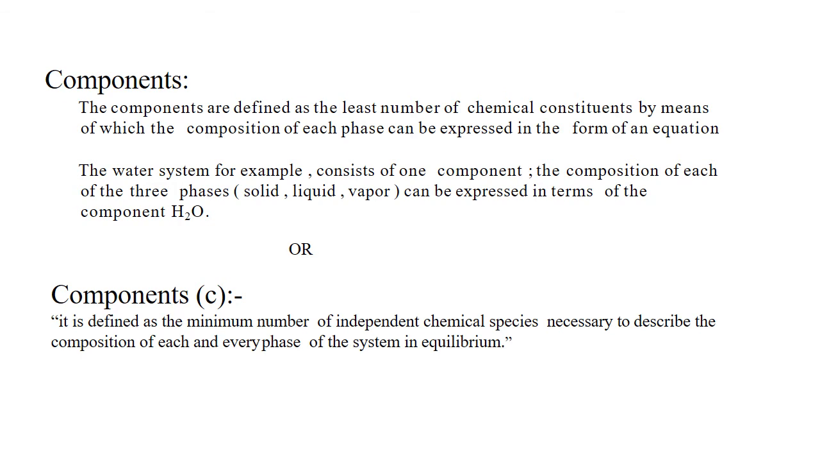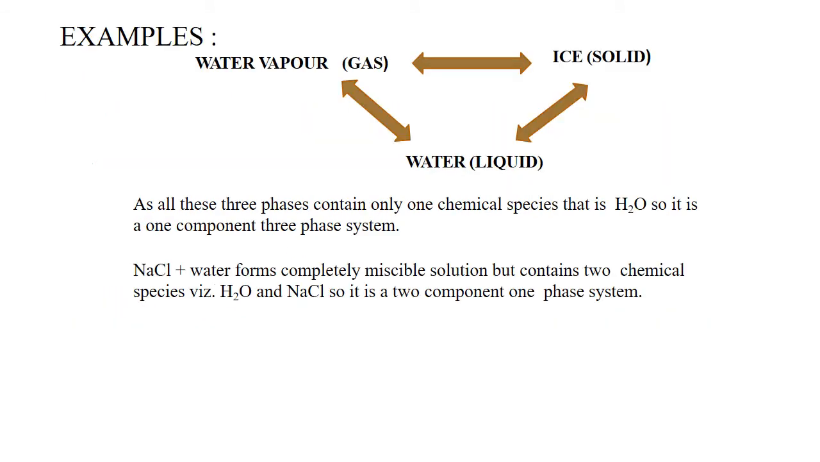Components can also be defined as the minimum number of independent chemical species necessary to describe the composition of each and every phase of the system in equilibrium. So this is another definition of the components. Hope you understand how we can describe the component.